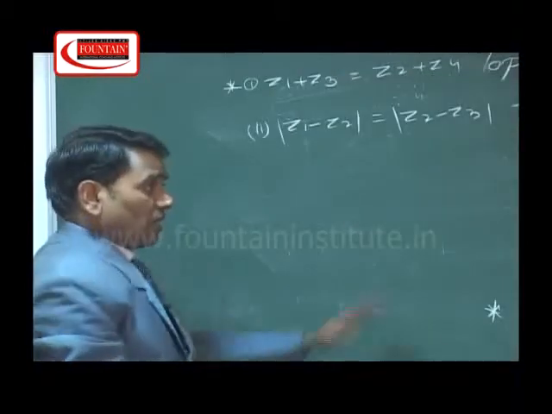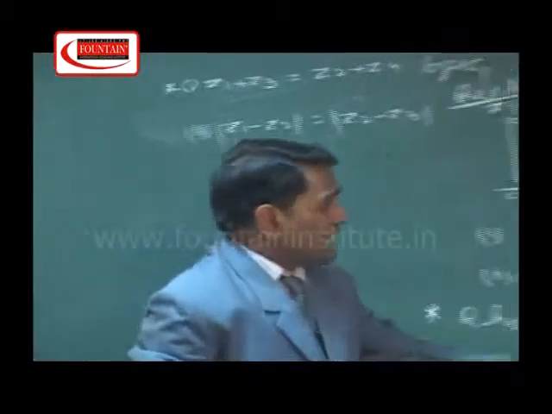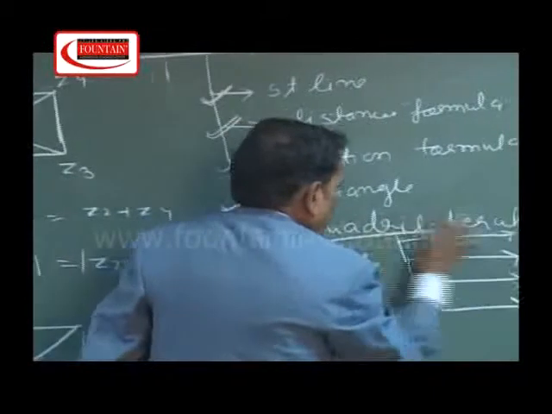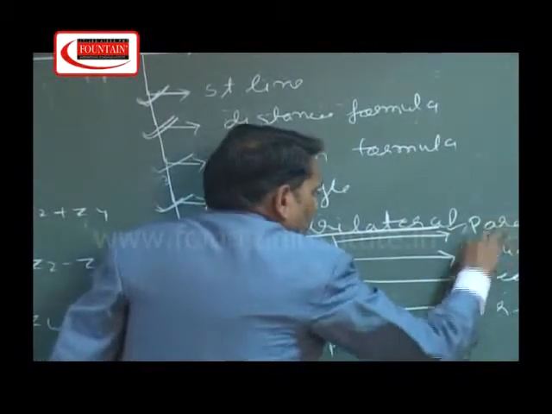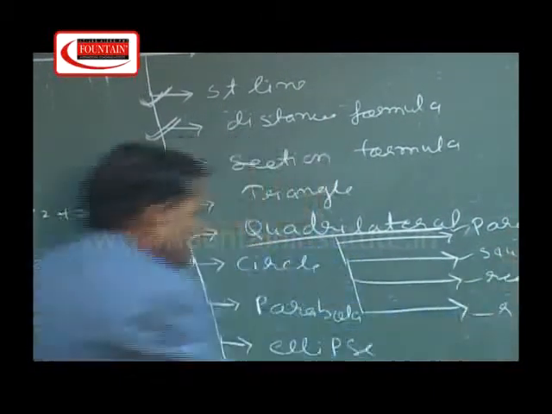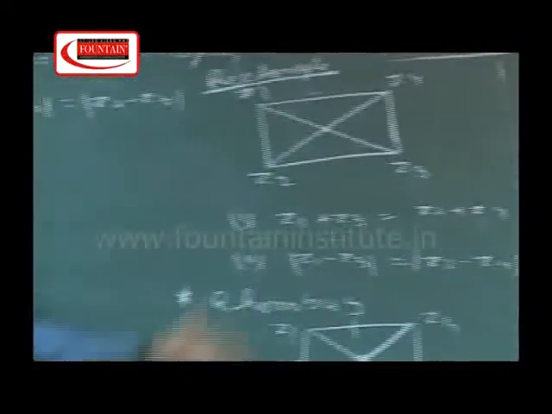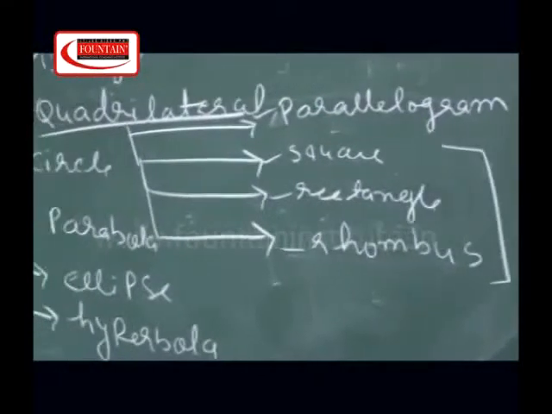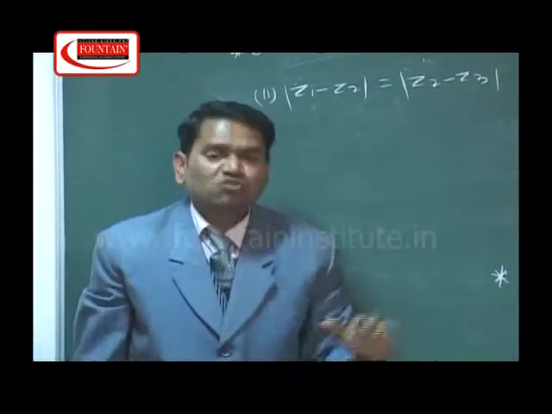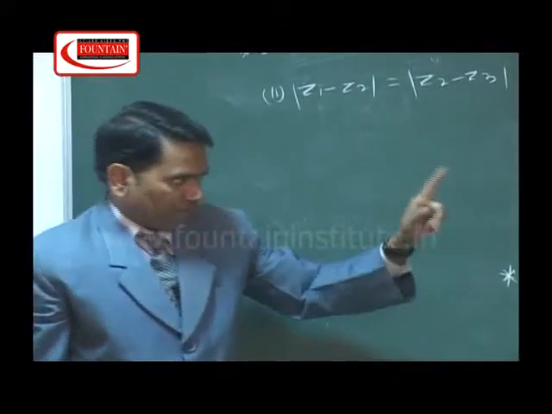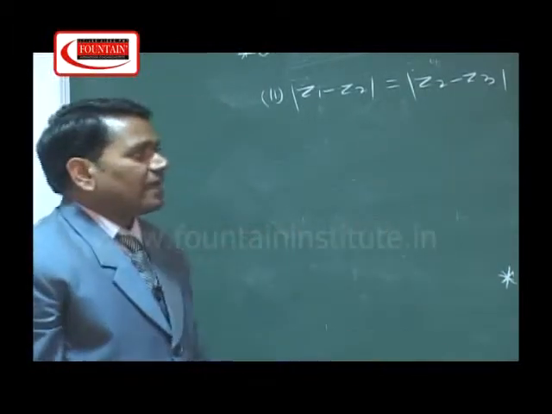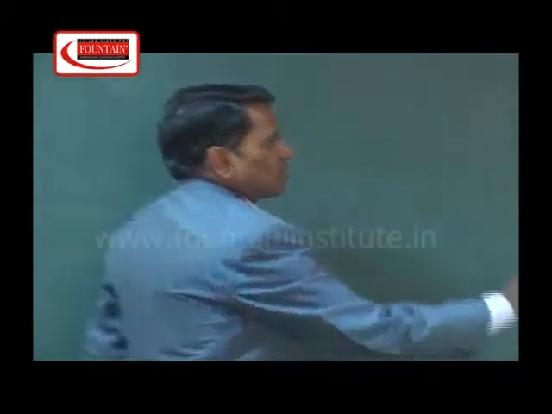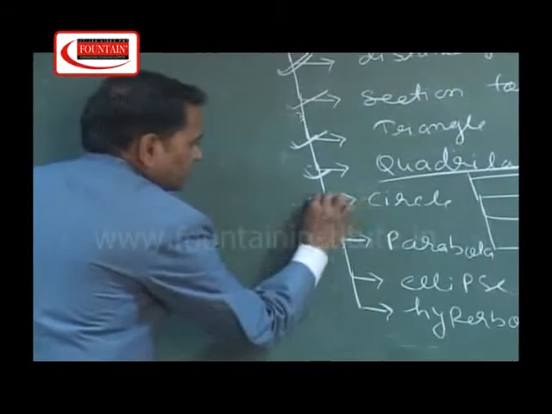So till now we have seen that any quadrilateral will be a parallelogram, a square, a rectangle, or a rhombus. There are different conditions you have to satisfy. If the conditions are satisfied, then definitely the desired figure will be the required result. So this is the condition for parallelogram, square, rectangle and rhombus. Now guys, we have seen quadrilaterals. Now we will see circle.